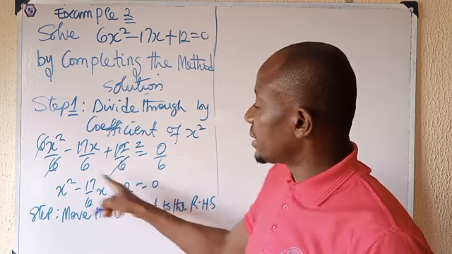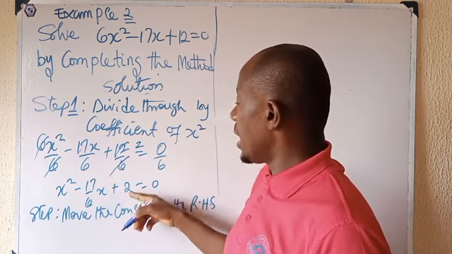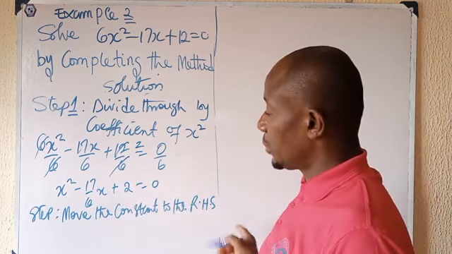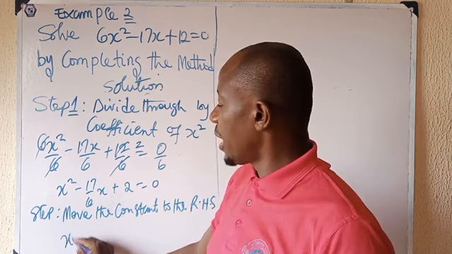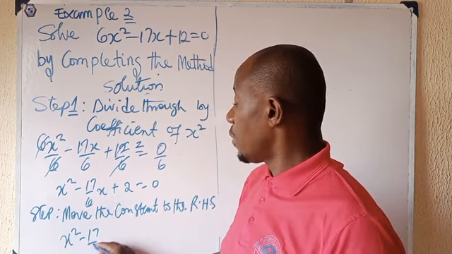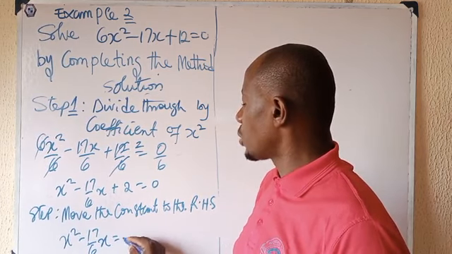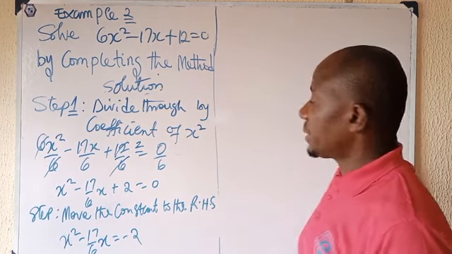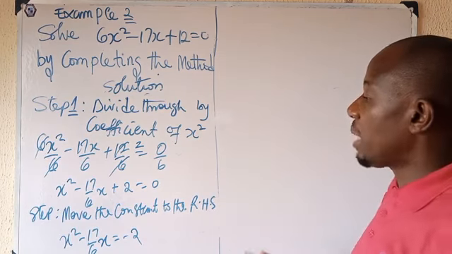So anyone that doesn't have x will be moved to this side. So if we do that, we have x squared minus 17 over 6x is equal to minus 2, right? So we have moved that. So we can move to step 3.